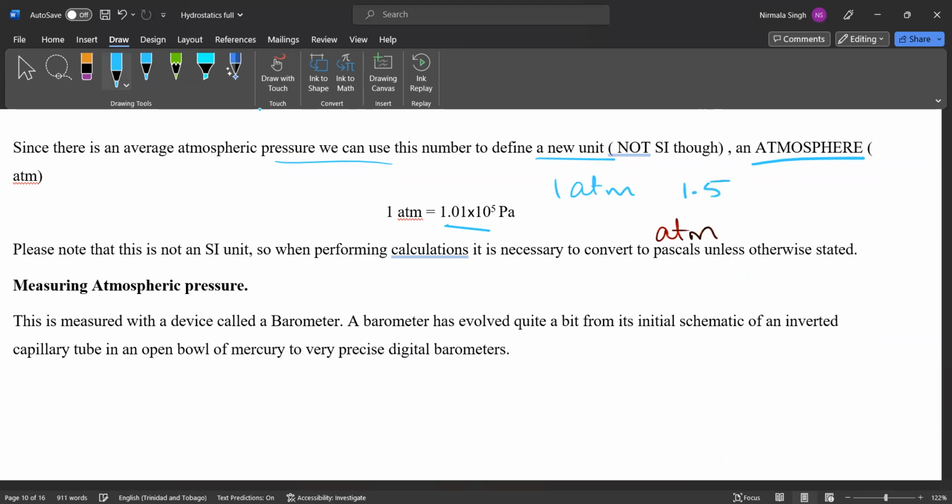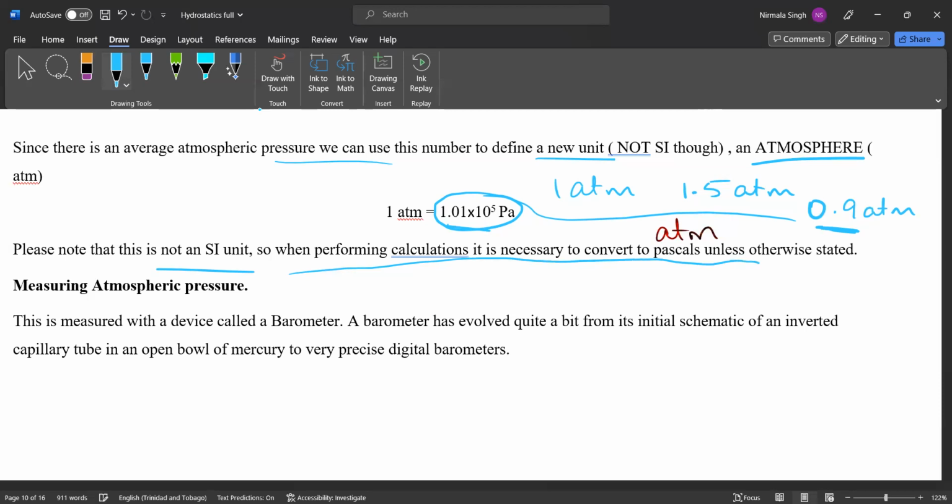I can say something is 1.5 ATMs. I can say something is 0.9 ATMs. This simply tells us this number multiplied by this value. Because this is a generally accepted value across the planet, we use it to define a new unit to make it convenient. But please note we don't use it in calculations generally. Sometimes we can. Please note that this is not an SI unit. So when performing calculations, it is necessary to convert to pascals unless otherwise stated.